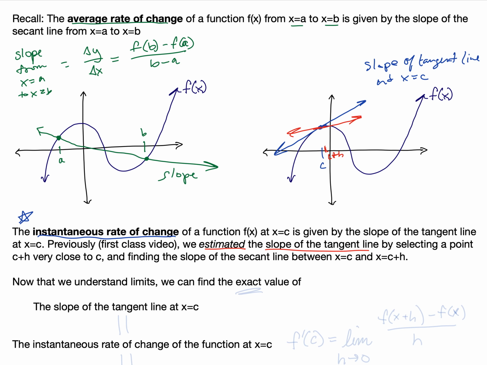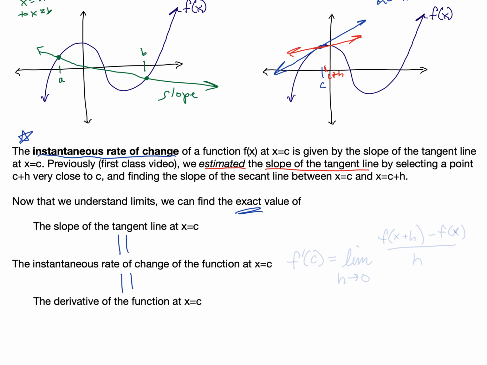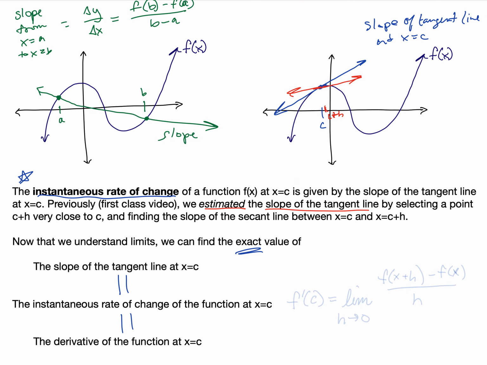Now that we understand limits, we can actually find the exact value of the slope of the tangent line at x equals c, which is the same thing as the instantaneous rate of change of the function at x equals c, which is the same thing as the derivative of the function f of x at x equals c. So all these things are the same. And each of these is given by what we now call the derivative, f prime of c equals the limit as h approaches 0 of f of c plus h minus f of c divided by h.